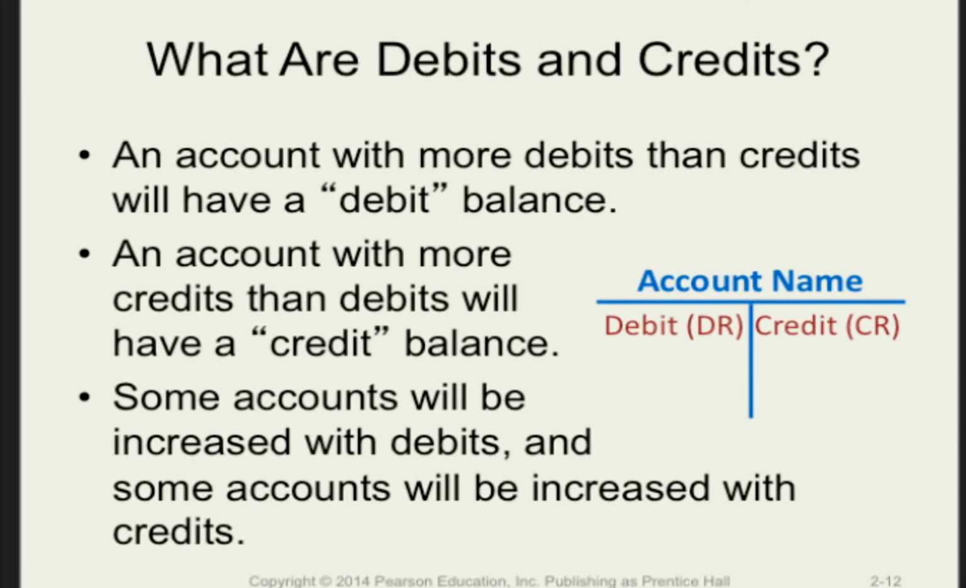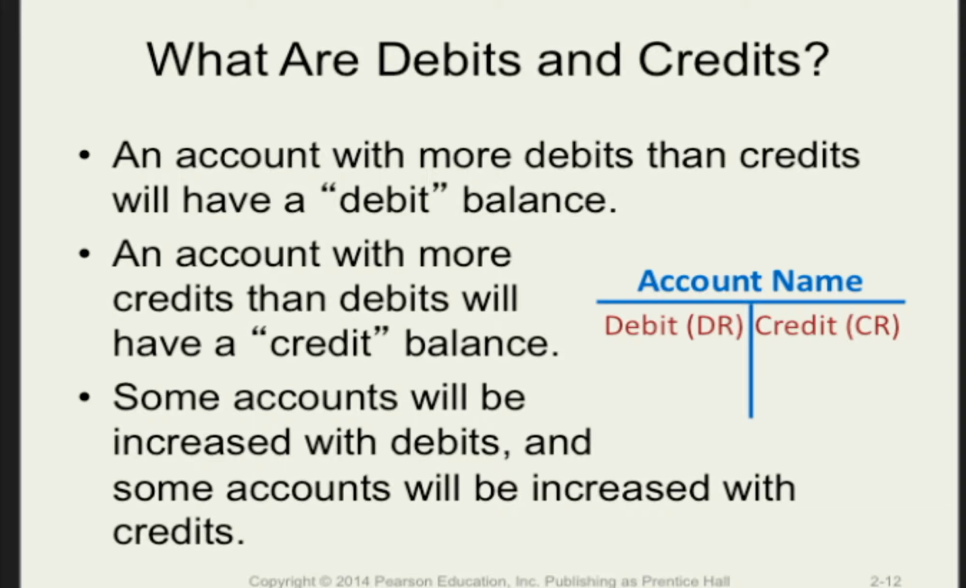At the end of the period, if the total of all the debits in the account exceeds the total of all the credits in the account, we will say that the account has a debit balance. If the credits exceed the debits, we say that the account will have a credit balance. So, when do we know whether to put information on the debit side of the account or on the credit side of the account?